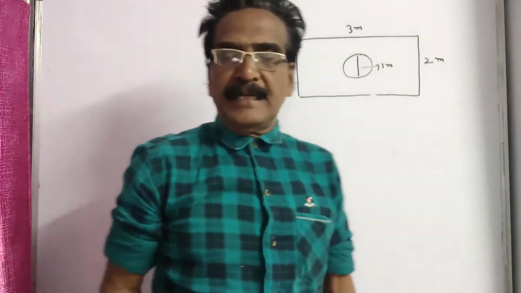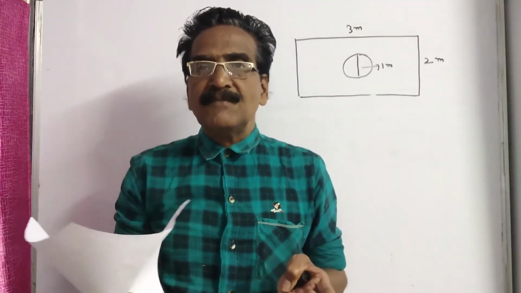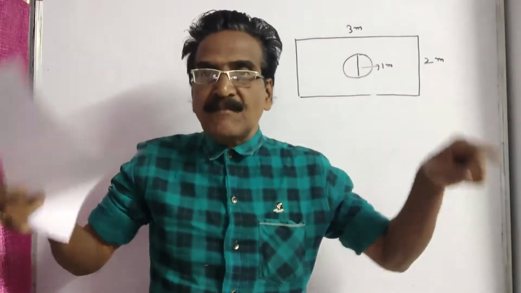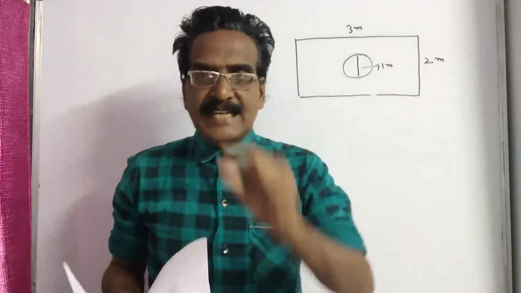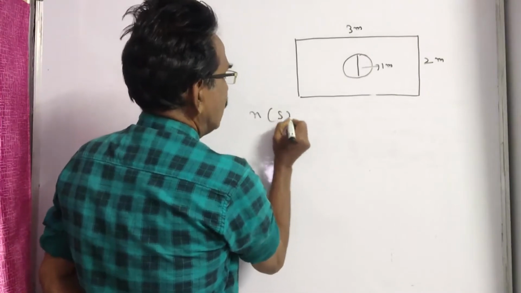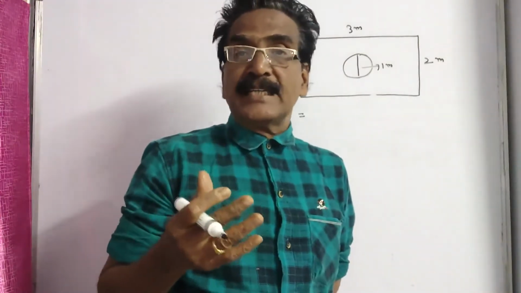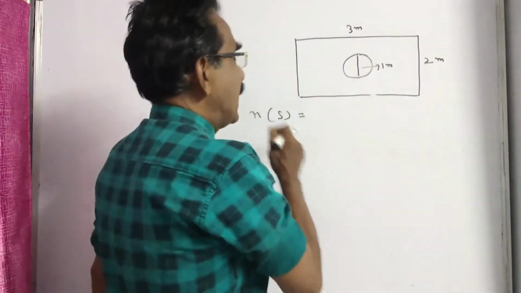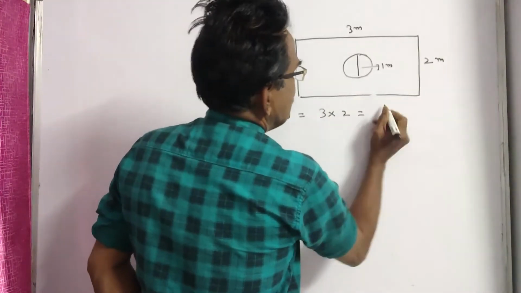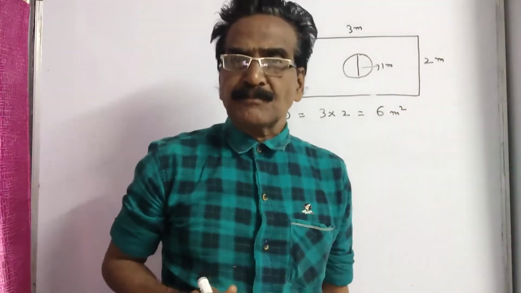Friends, here we have to consider the area of the rectangle. That is the total region, the total area of the rectangle, as n of S, that is the total outcomes. Just like total outcomes, we consider the area of the rectangle as n of S. So area of the rectangle is 3 into 2, that is 6 meters square. This is n of S.